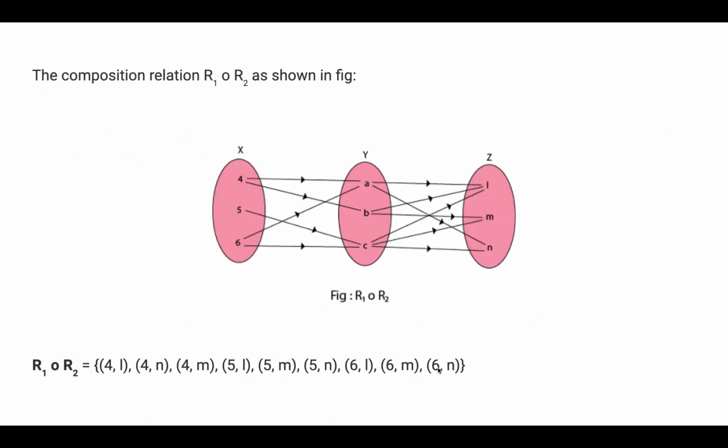How this is solved, we can see here. R1 composite R2 is given in the diagram here. Means 4 to A is there, and in the second diagram it is A to L, A to N. Then what it will be? 4 to B is there, and B to L is the one connection, B to M is the second connection.